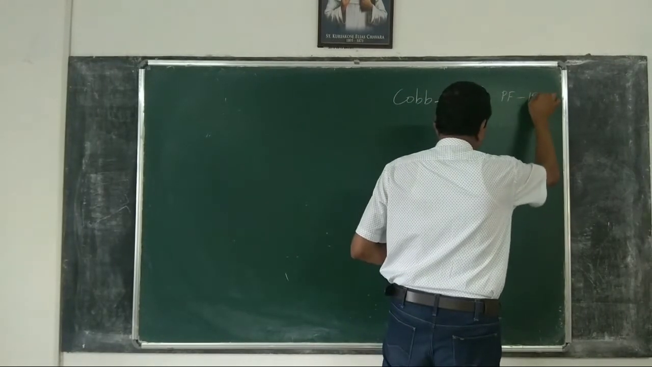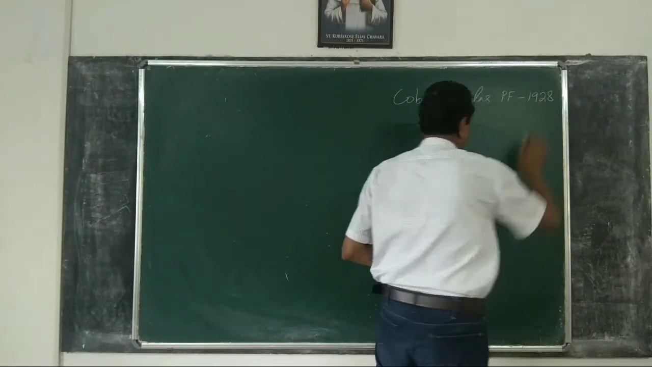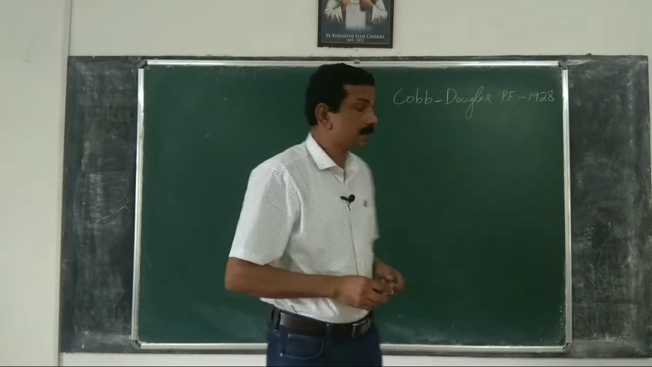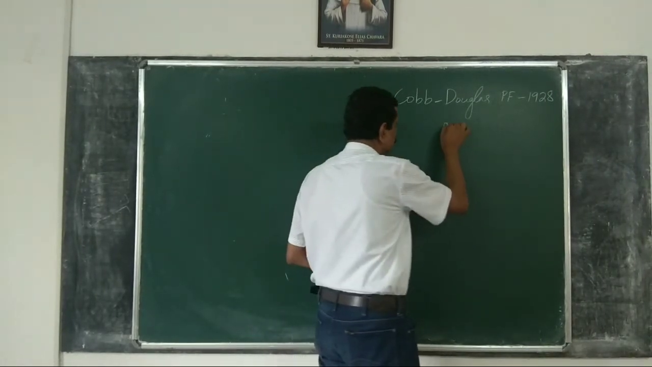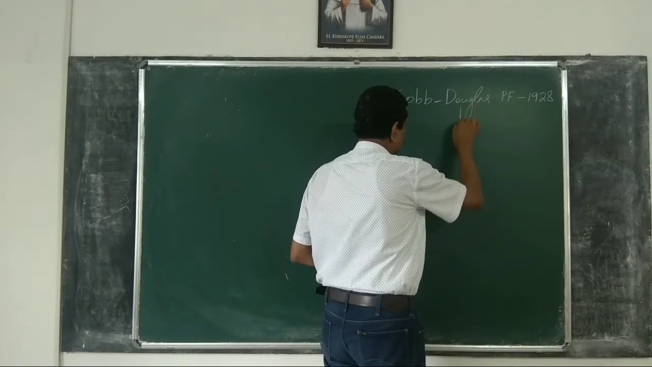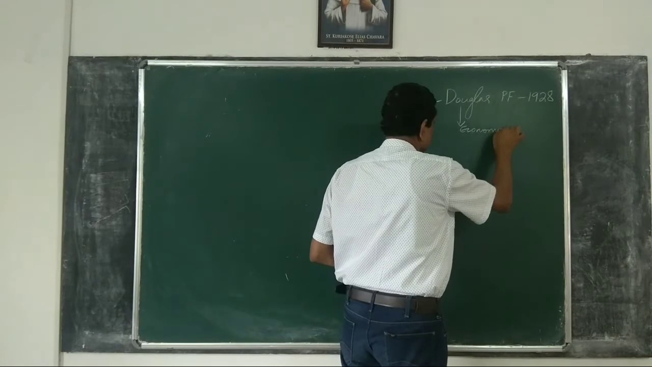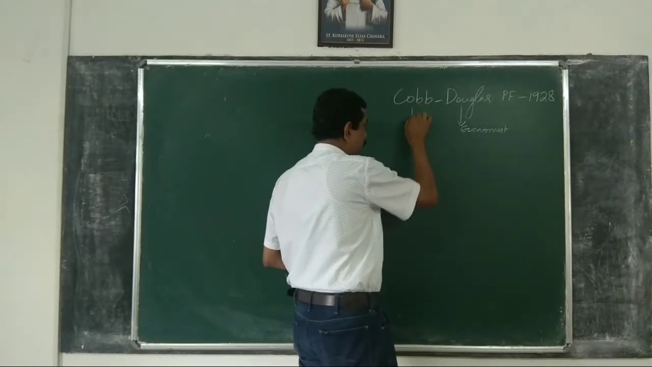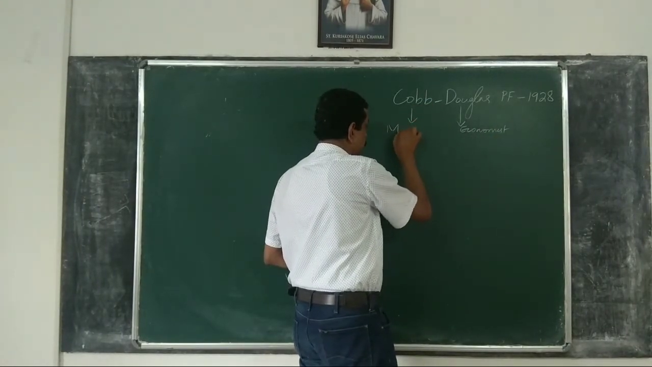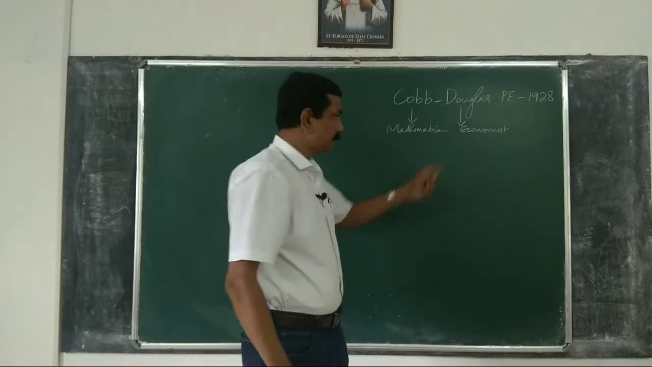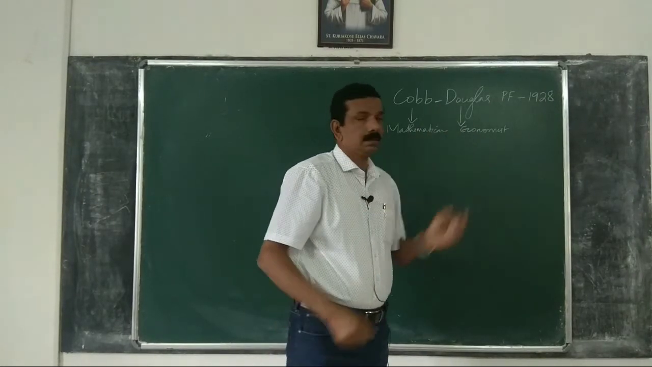Introduced in 1928 by Douglas, the economist, and Cobb, the mathematician. Douglas, the economist, Cobb, the mathematician.